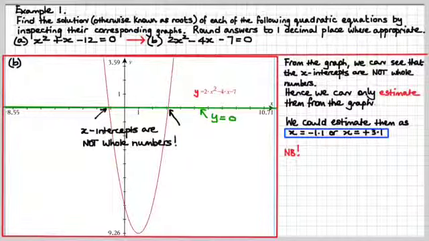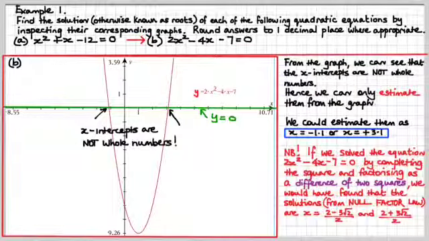Now, NB, guys, if we solve the equation 2x squared minus 4x minus 7 equals 0, by completing the square, as we've been doing ad nauseam in previous videos, and factorising as a difference of two squares, and then using the null factor law, it would be a great exercise for you to do, if you feel like it, solving this in the way that I've just described.